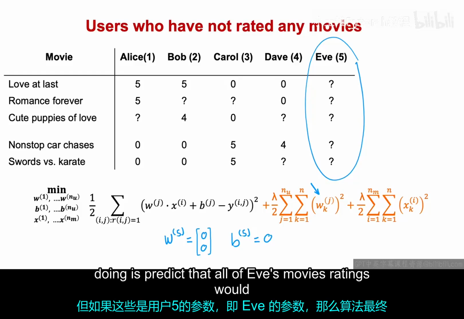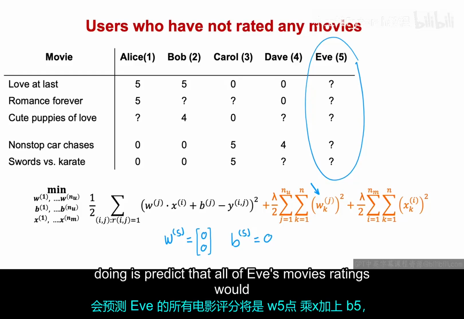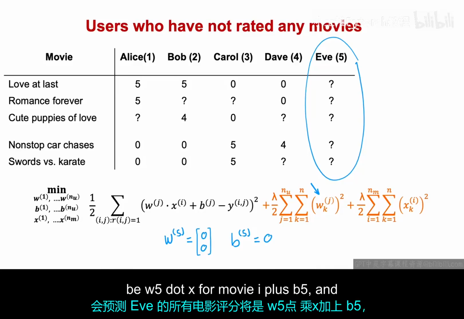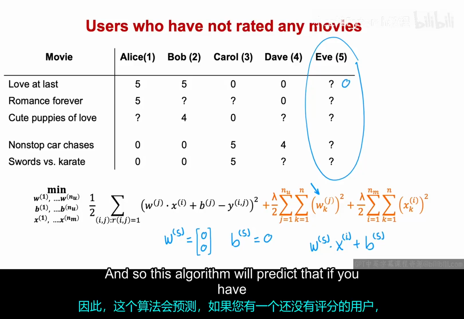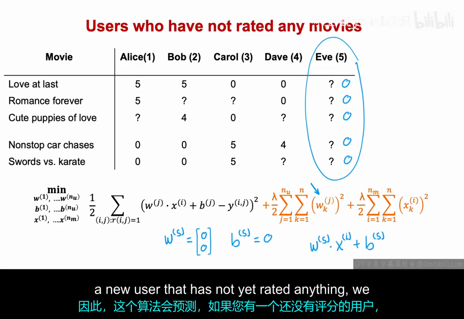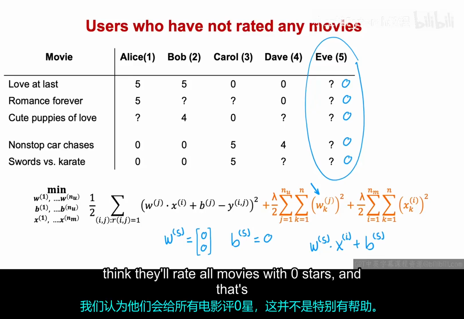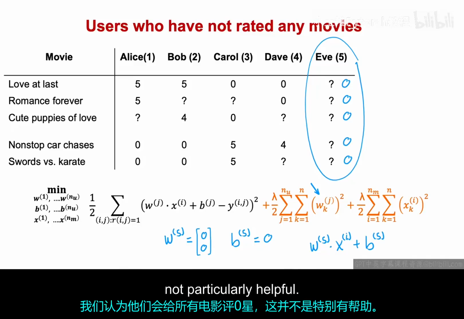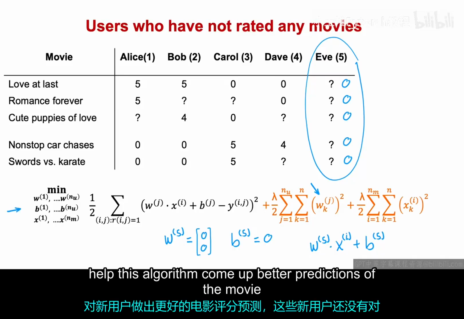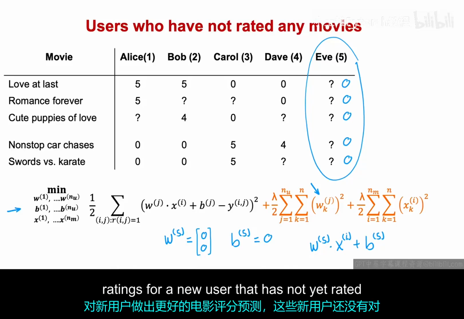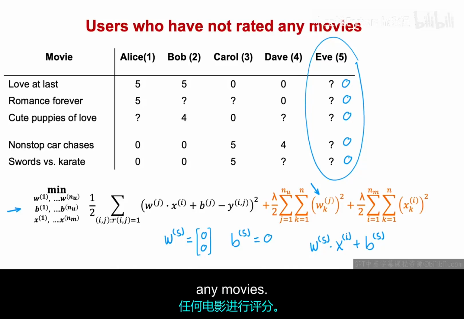But if these are the parameters for user 5, that is for Eve, then what the algorithm will end up doing is predict that all of Eve's movie ratings would be W5 dot X for movie i plus B5, and this is equal to 0 if W and B are both equal to 0. And so this algorithm would predict that if you have a new user that has not yet rated anything, we think they'll rate all movies with 0 stars, and that's not particularly helpful. So in this video, we'll see that mean normalization will help this algorithm come up with better predictions of the movie ratings for a new user that has not yet rated any movies.